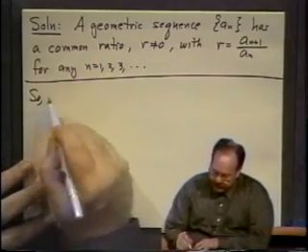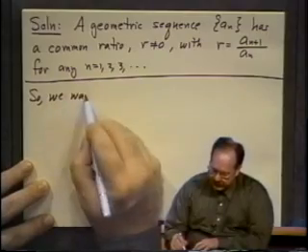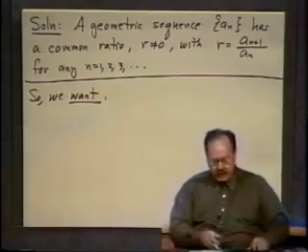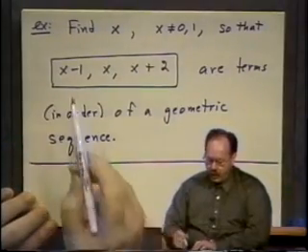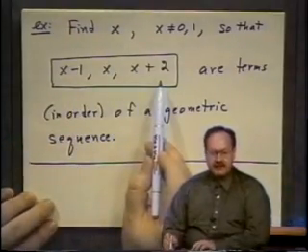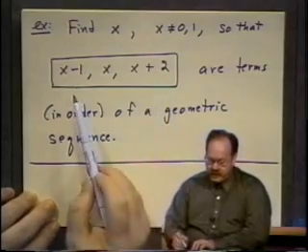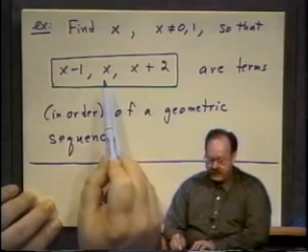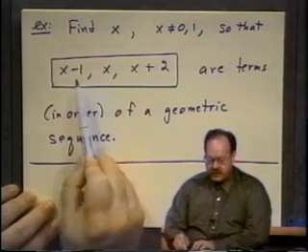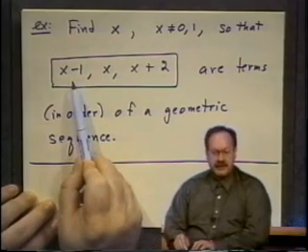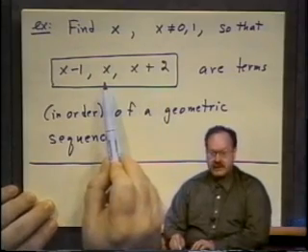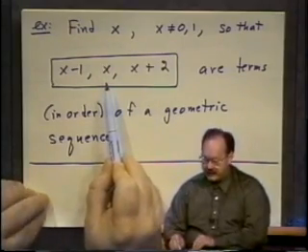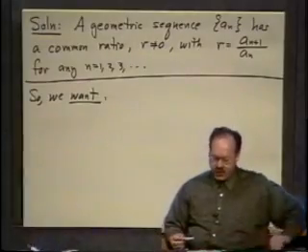So we want what here? Let me bring the problem back so you can remember what we were talking about. Here is the original problem. We want these three numbers to be a part of a geometric sequence, which means, for example, that if we figure the common ratio from x over x minus 1, that should be the same common ratio we get by looking at x plus 2 over x, because it's supposed to be the same for the entire sequence. And that, of course, gives us an equation to solve.